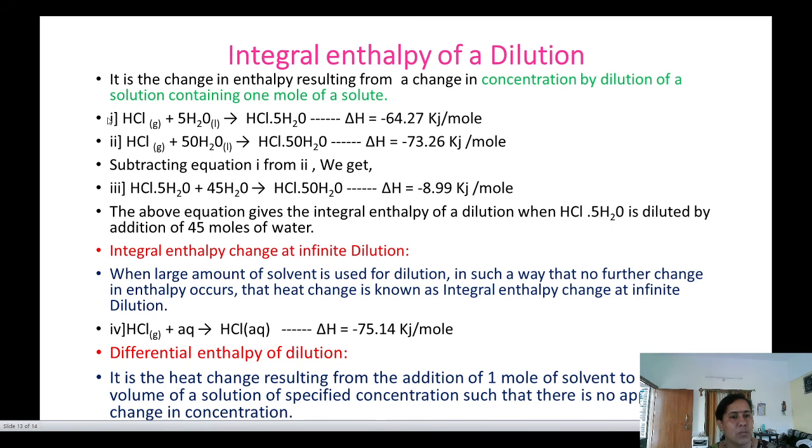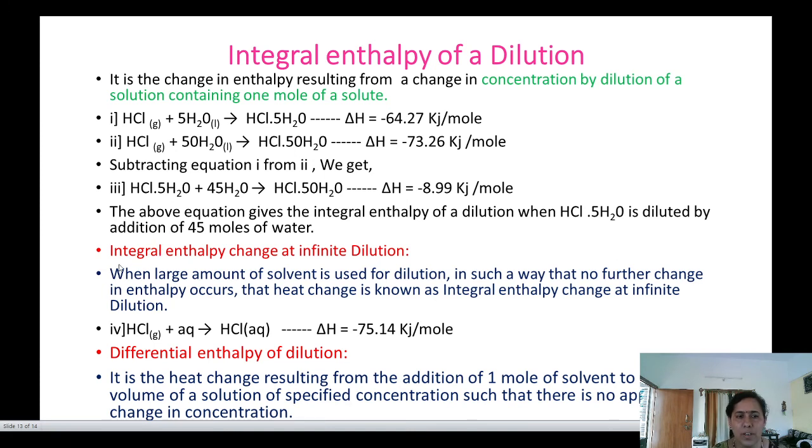Now we have to subtract equation 1 from equation 2. We get HCl with 5 moles of water plus 45 moles of water giving rise to HCl with 50 moles of water, and the integral enthalpy of dilution for this reaction is equal to minus 8.99 kilojoule per mole. Thus, the above equation gives the integral enthalpy of dilution when HCl in 5 moles of water is diluted by the addition of 45 moles of water to become 50 moles of water.